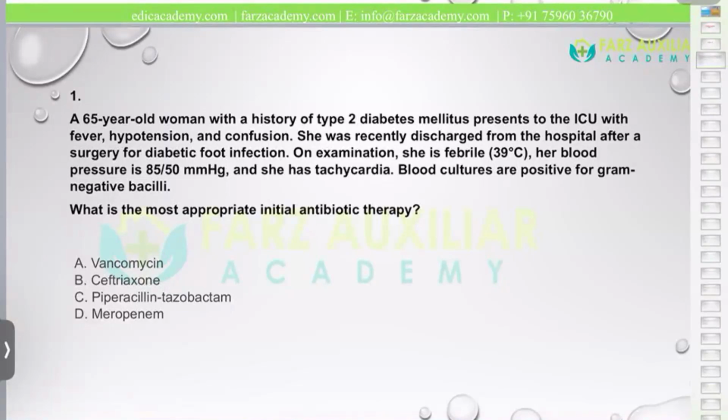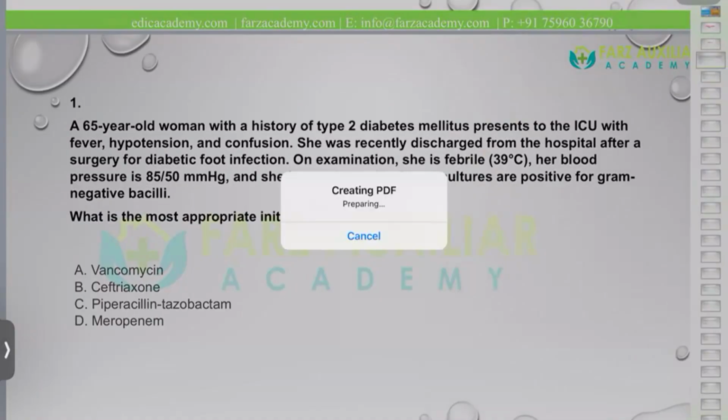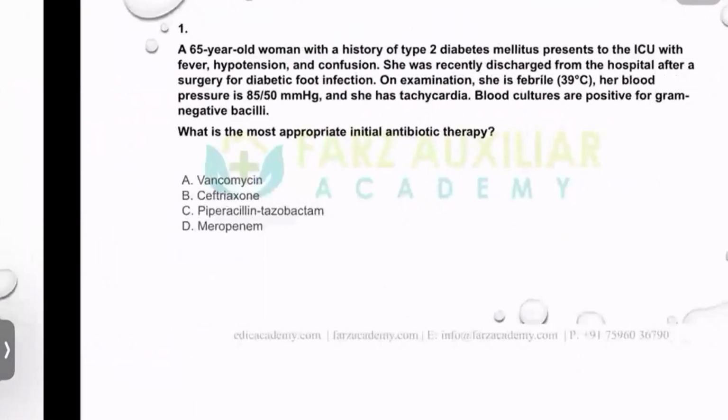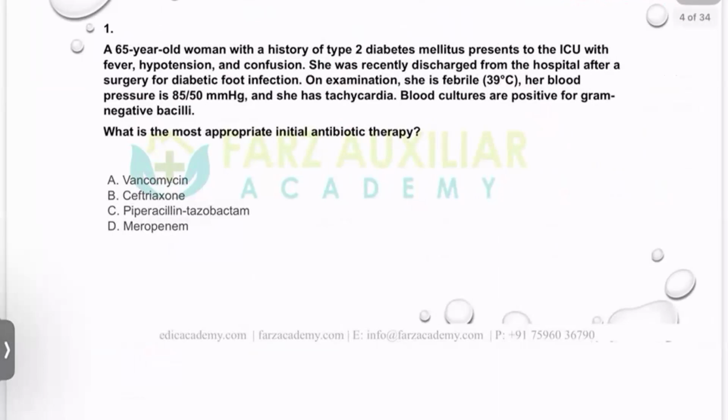Anybody can tell me what is quick SOFA? It's hypotension, respiratory tachypnea, and altered mental status. Yes, very good. So what all does my patient have? She's 65. She has diabetes. She's in the ICU. She is febrile. She's hypotensive and she's confused.